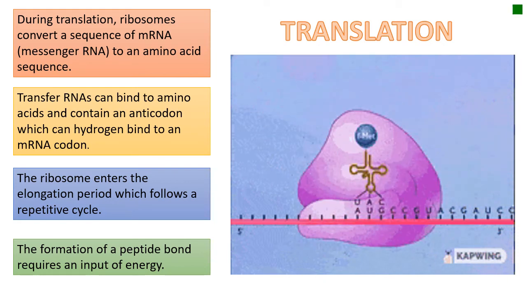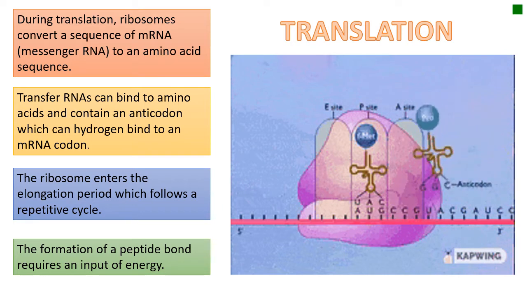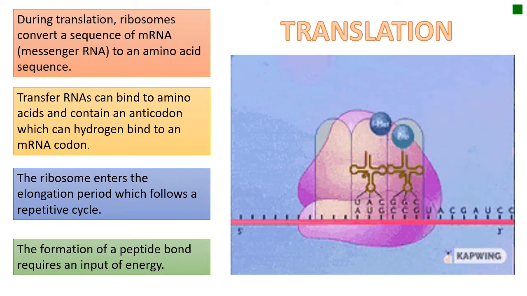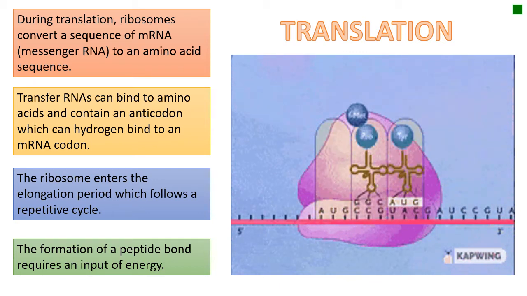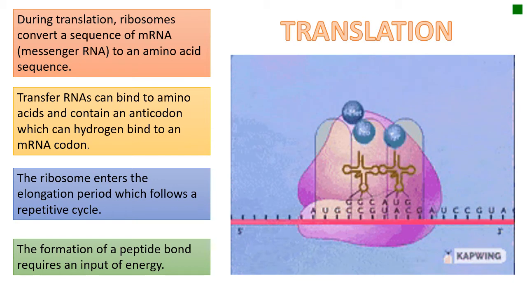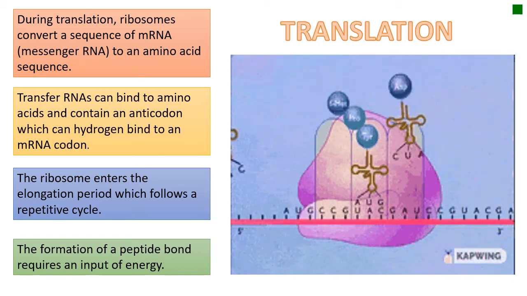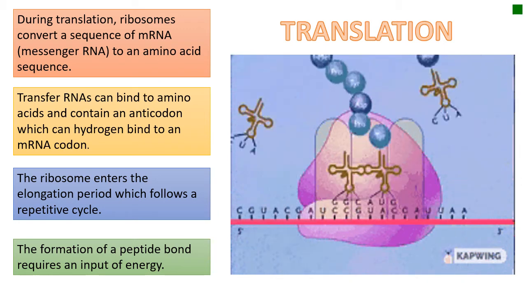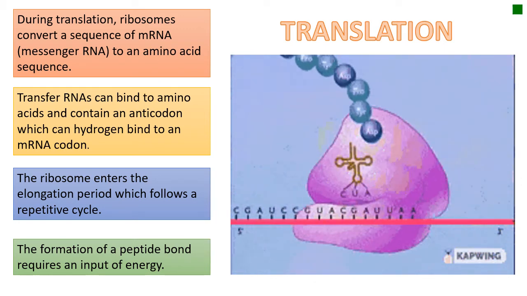So here, the enzyme aminoacyl-tRNA synthetase catalyzes two reactions. The first one, it attaches to the AMP molecule, and the second reaction cleaves the amino acid AMP, producing the energy to join the amino acid to the tRNA molecule. So the ribosome enters the elongation process, which follows a repetitive cycle.